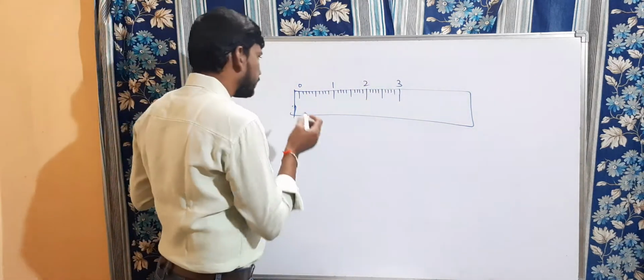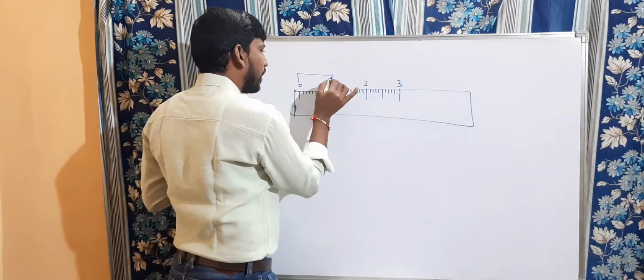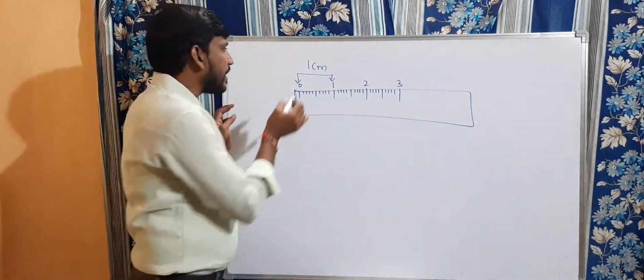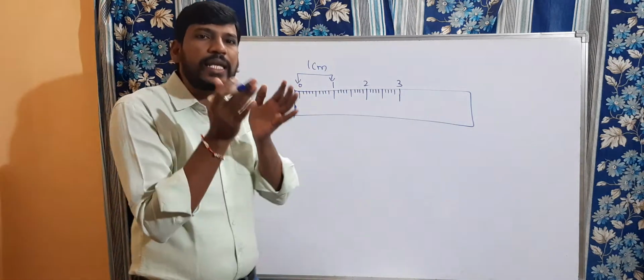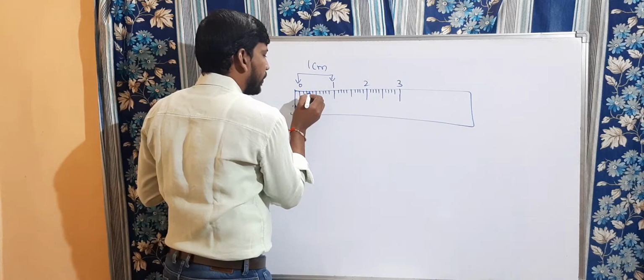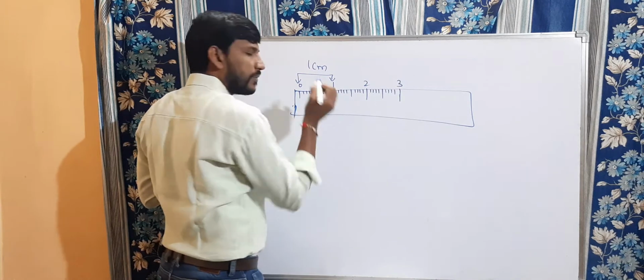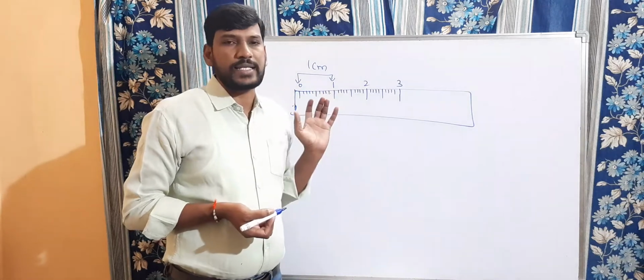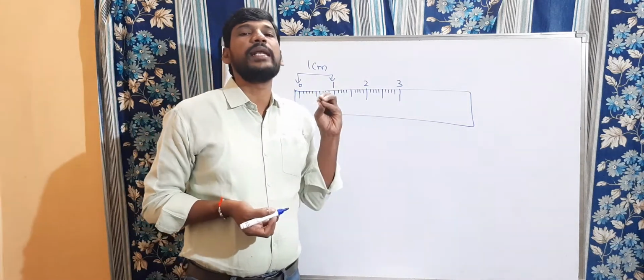From 0 to 1 it is 1 centimeter. The 1 centimeter is divided into 10 equal parts: 1, 2, 3, 4, 5, 6, 7, 8, 9, 10. Totally 10 parts are there. These parts are called millimeters.